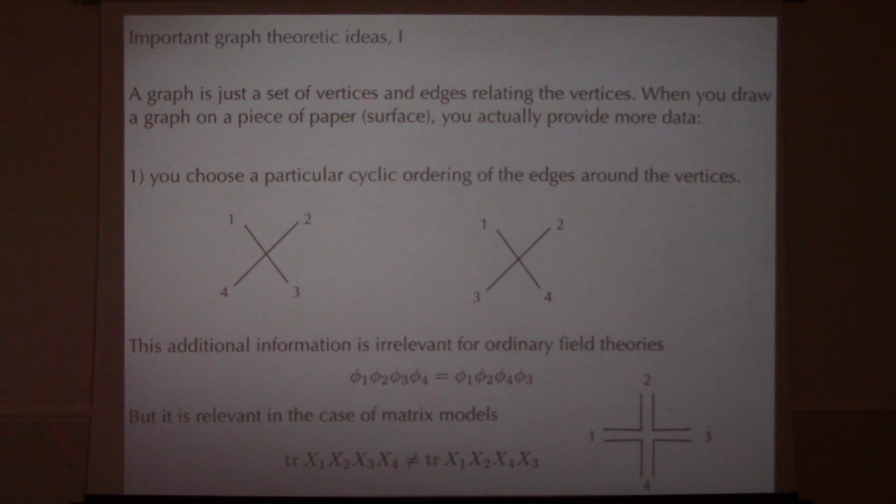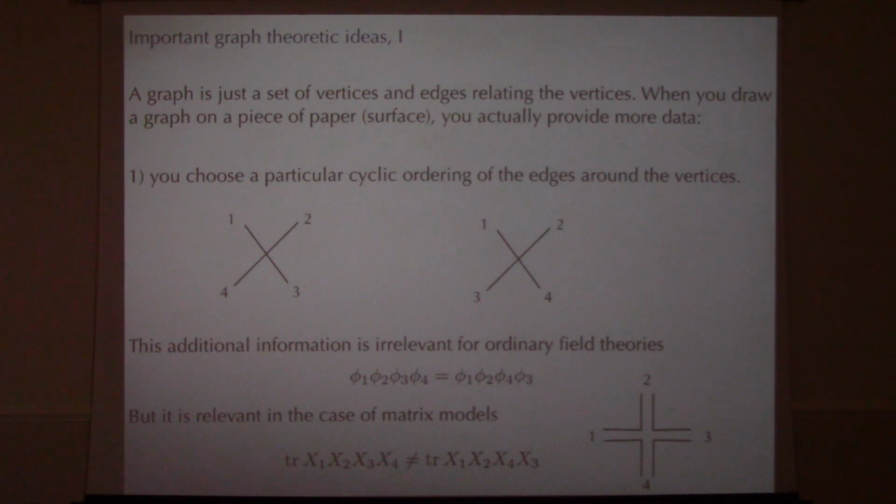Okay, so let's start with a few important graph theoretic ideas. These are things that you probably know, but maybe I will present them in a way that is new. So, of course, a graph, a Feynman graph for example, is just a set of vertices and edges relating vertices a priori. But we're used to drawing the graphs on a piece of paper or on a surface. That's how we represent them.